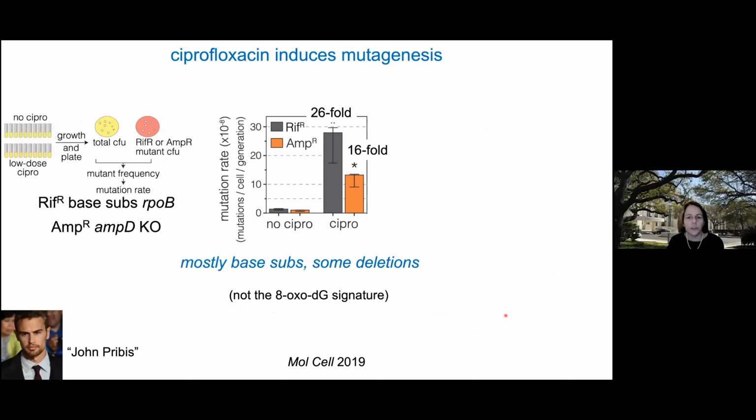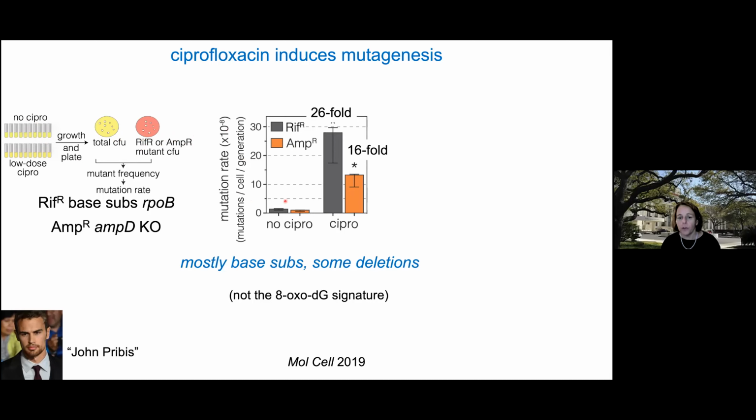So how he showed this was he developed an assay where he grows E. coli in low doses of ciprofloxacin that are called sub-inhibitory, a funny thing because 90% of the cells die, 10% of them live, but it's lower than a therapeutic dose. And then just growing them in a low dose of cipro and then plating them unselectively or on plates where he could select for base substitutions in the RNA polymerase gene that gives rifampicin resistance and any knockout mutation of a gene called AMP-D that gives ampicillin resistance.